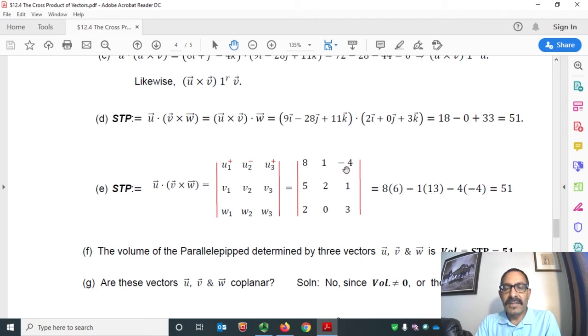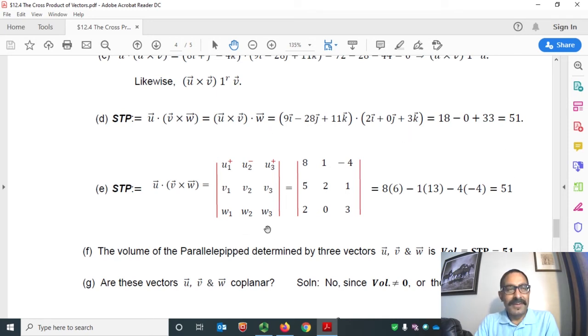And then lastly the minus 4, then cross out the third column and the first row containing minus 4, then we have the determinant of 5, 2, 2, 0. Multiply 5 times 0, multiply 2 times 2, and we need to subtract this product from this diagonal product. That means 5 times 0 is 0, minus 2 times 2, 4, so then minus 4 is here. So simplifying, it gives us 51. So we have two ways to find the scalar triple product, one using this 3 by 3 determinant, one using this cross and dot product idea. We have the same answer.